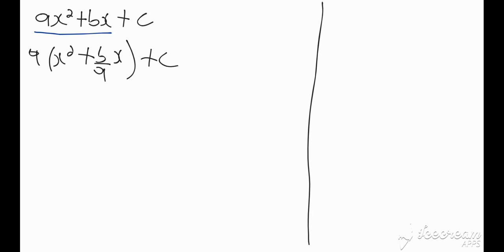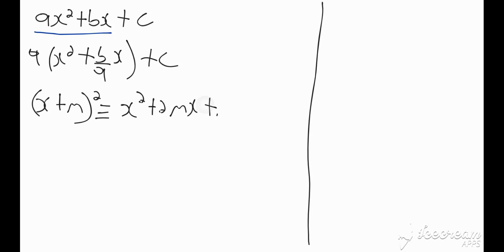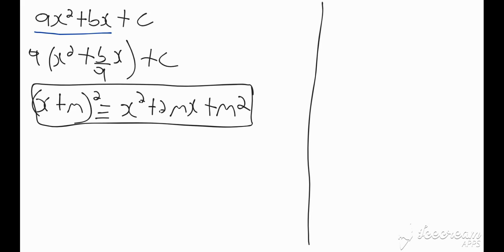Now, let us recall what a perfect square looks like. If we have x plus m all squared, this is defined as a perfect square. And notice when I expand this, I'm going to get x squared plus 2mx plus m squared. Now, what you realize here is that the c term is half the coefficient of the b term, squared. In other words, the coefficient of the x term is 2m. If I half that, I get m. So the c term is m squared. That is exactly what we want to do with this bracket.